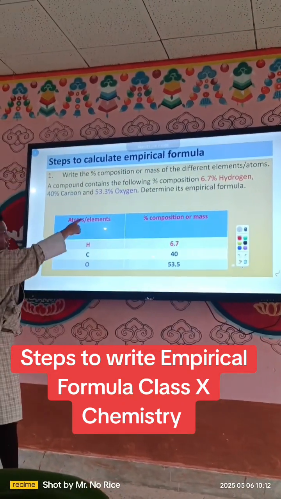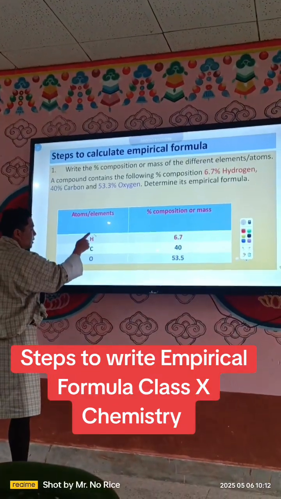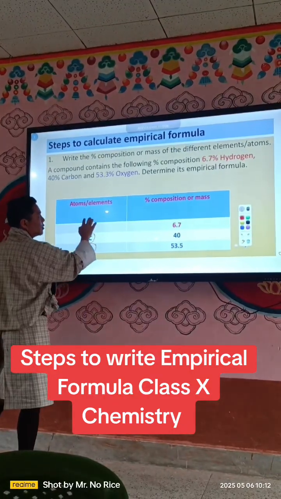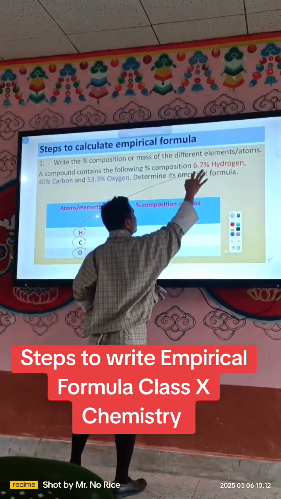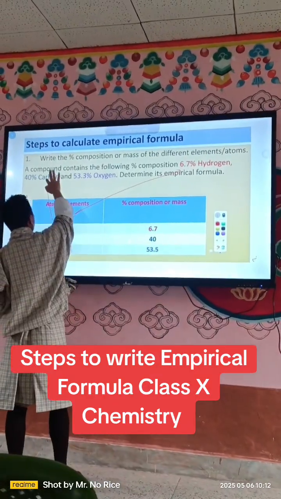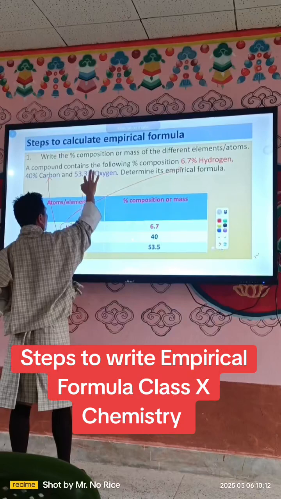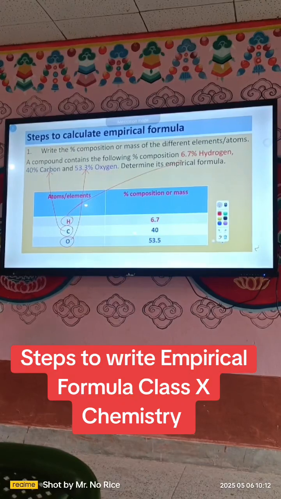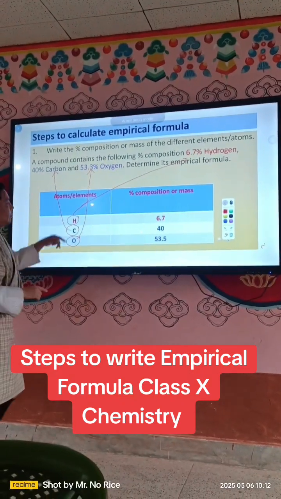So you have the atoms or elements here: hydrogen, then carbon and oxygen. Where will you get this from? You are going to get it from the question. Is it atoms or elements? You will get it from the question. So you write it down, and then in the first step, what do you have to do?